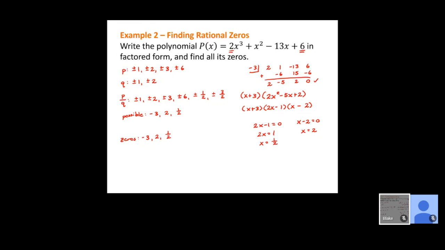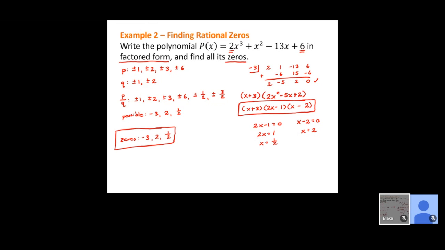Now, the reason I did it that way rather than just continuing on with my synthetic division is I wanted the factored form anyway. So in this case, now I have my completely factored form. That's what I'm boxing in right here. And I have my list of all of my zeros right here. So those are the two things we were asked for in this case, the factored form and the zeros, and that's what we have now.